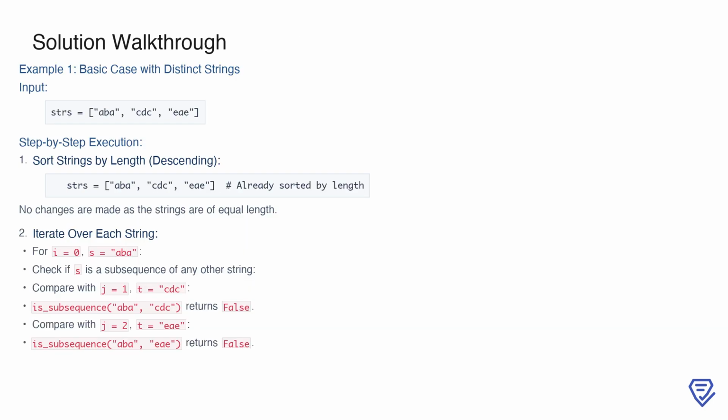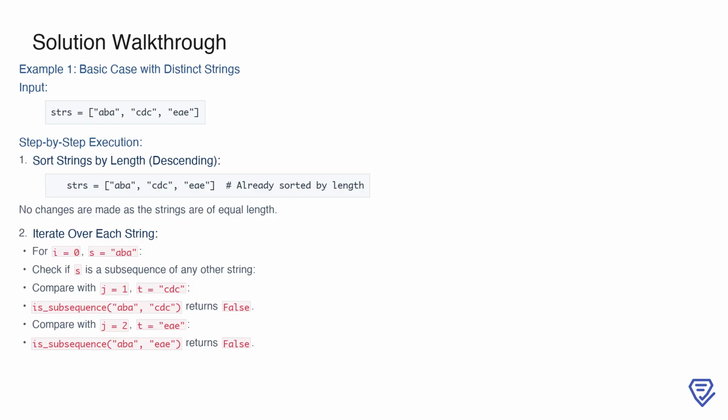To solve the longest uncommon subsequence 2 problem, let's take a look at the first example where the input strings are ABA, CDC, and EAE. The first step is to sort these strings by their length in descending order. However, in this case, all strings are of equal length, so the order remains unchanged.